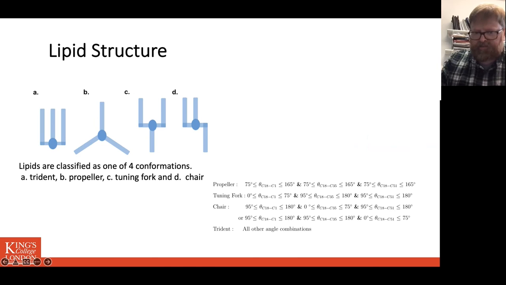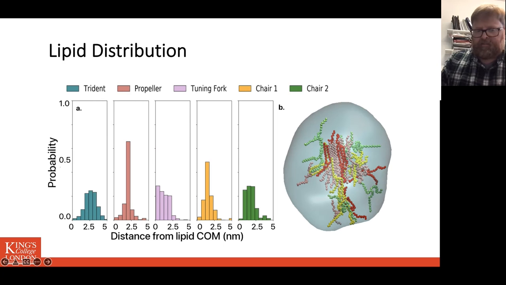And these are just the definitions in terms of the angles. So when we first started, we just used this geometric classification. We were able to characterize the shape of all the different triglycerides in our nanoparticle. And once we characterized them, we could look at where they're placed as a function of distance from the surface.